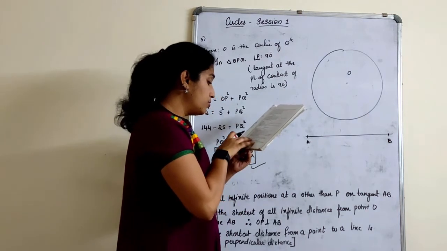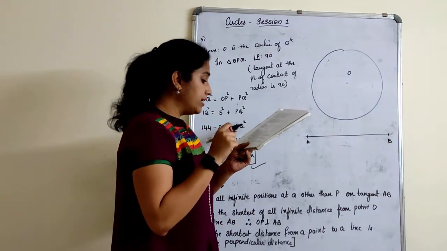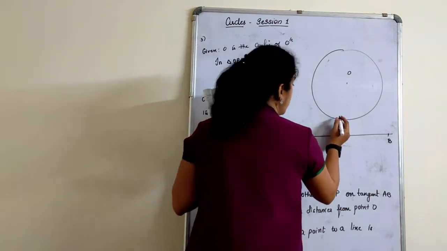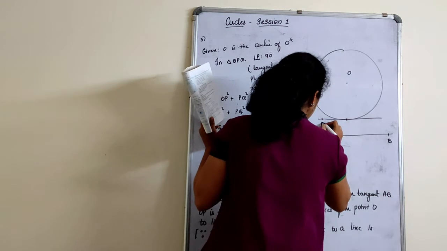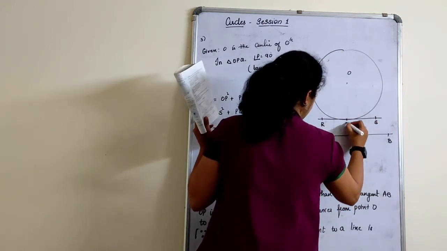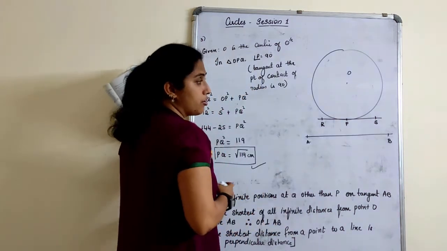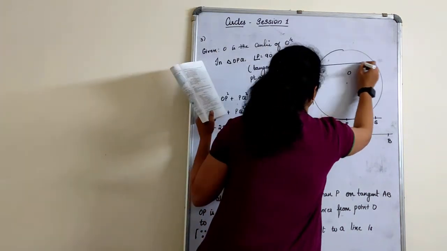What we have to do? Two lines parallel to the given line such that one is tangent and another is secant. One is tangent means I have to draw one line here. So I can say P. Okay, R, S I will tell, and P is the point of contact. And one more, what I have to draw? I have to draw the secant.